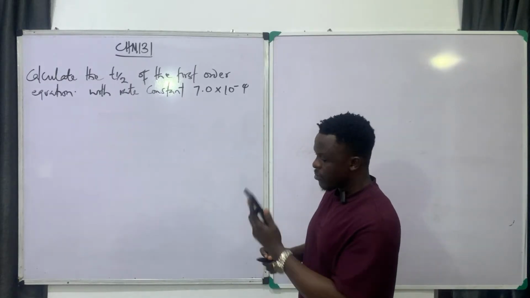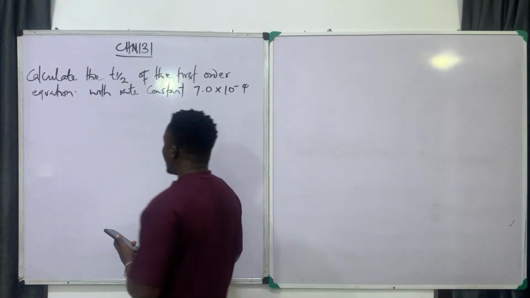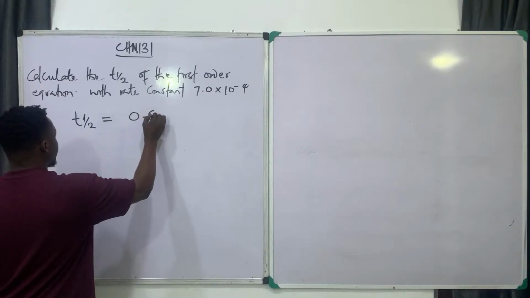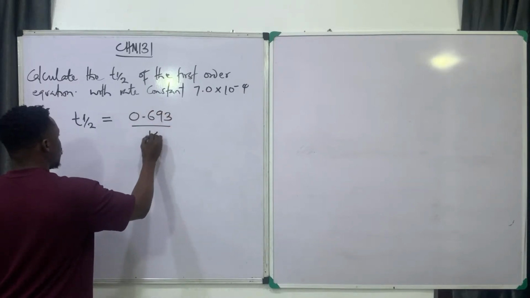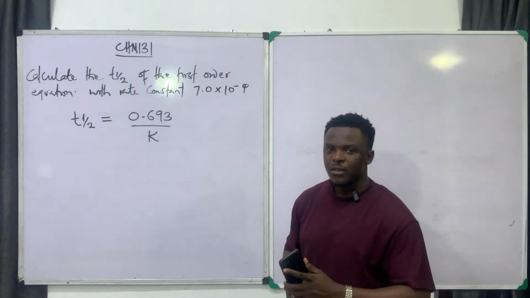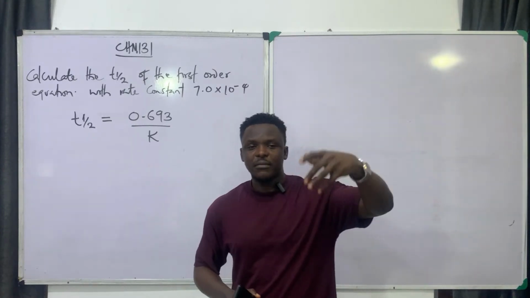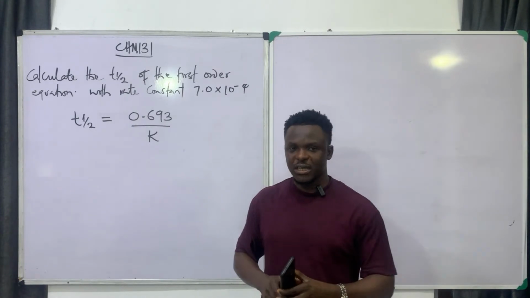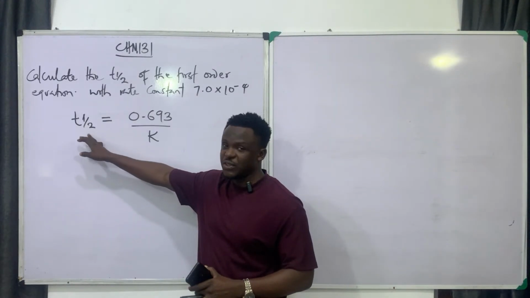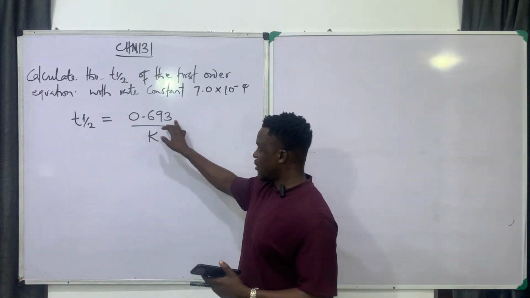Now we are told that, remember, half-life for a first order reaction is always 0.693 all over K. This is the formula for half-life of a first order reaction, right? I wouldn't want to start telling us the half-life for zero order, second order. I already posted the video, so please do well to watch that particular video. Now, if you're asked to solve for half-life of a first order reaction, this is basically what you're going to do. 0.693 divided by K.